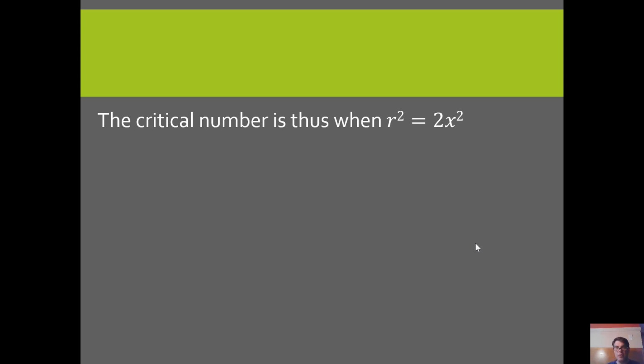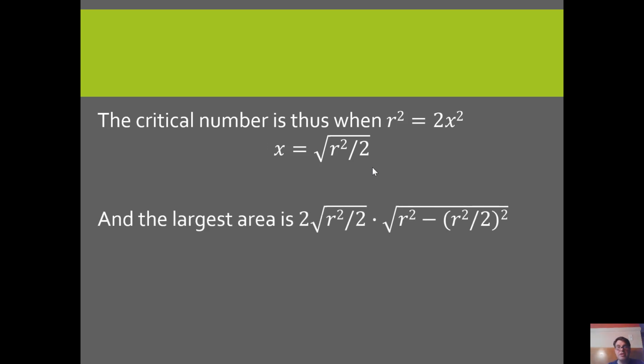So we solve for x. And what we do is we solve for x we divide by 2, so that's how the 2 gets in the denominator. And then we take the square root, that's where the square root came from. So when x equals the square root of r squared over 2, that's when we're going to have the maximum area. So what is that largest area?